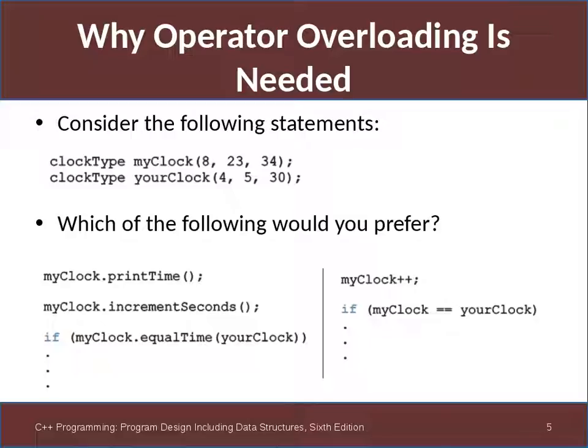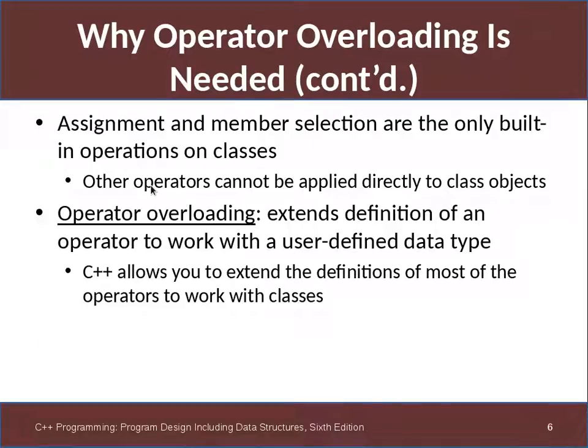So some people like it on the right because it's shorter, and you can do a lot of shorthand. Anyway, I prefer the one on the left because it's more explicit about what you're doing. But C++ allows you to do what's on the right. Java doesn't, especially since objects can't be created on the stack. So this is why operator overloading is needed.